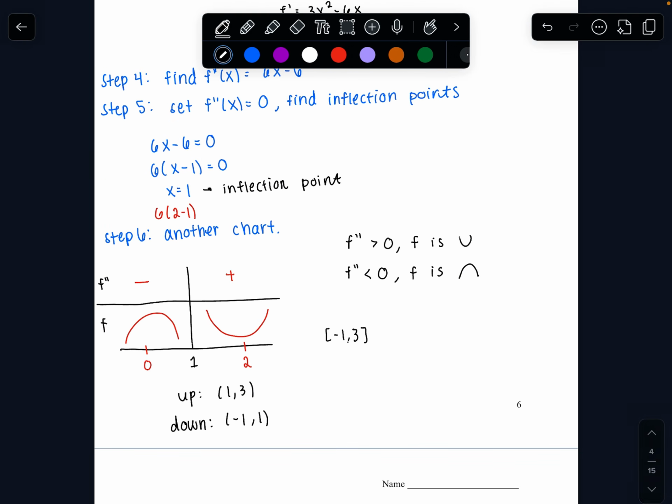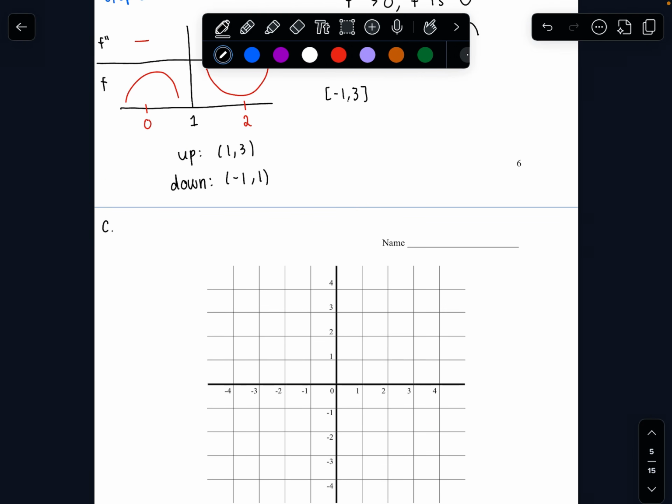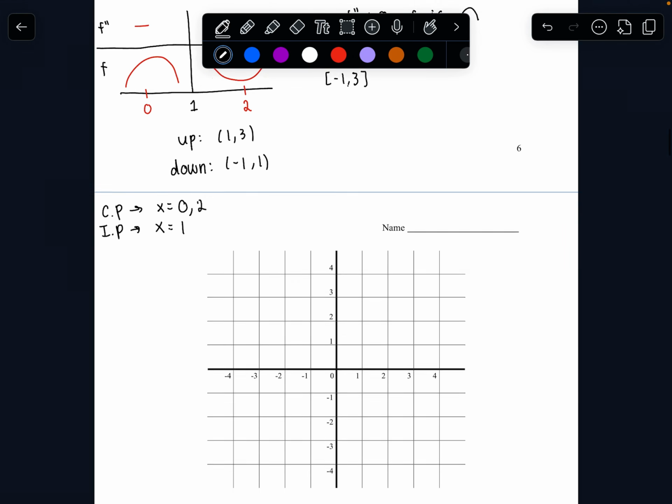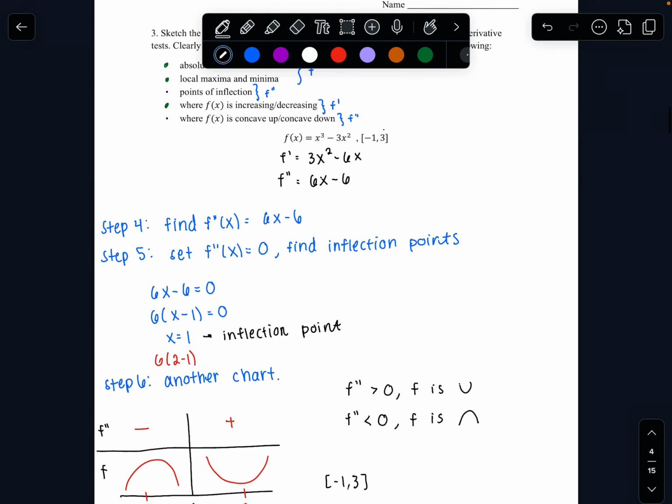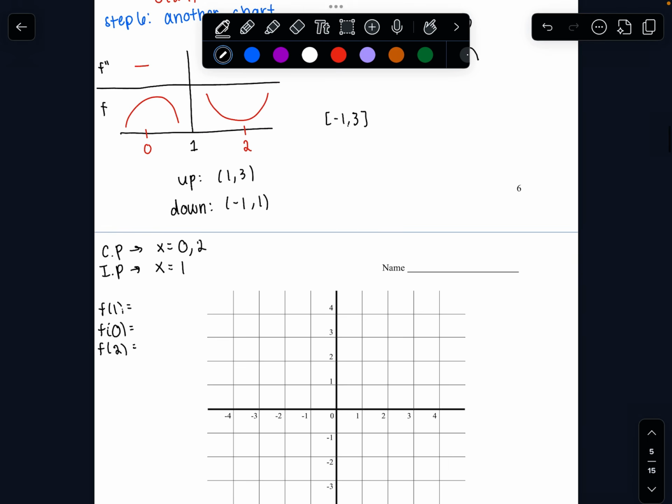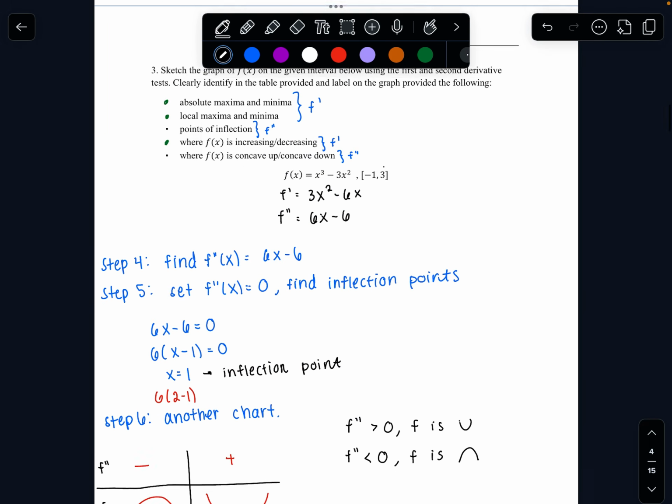Couple things. I know my critical points are x equals 0 and x equals 2, and I know my inflection points are at x equals 1. Why don't we plot those? Why don't we plot f of 1, f of 0, and f of 2 first, so we have somewhere to go off of? Okay? Remember, we're trying to do what again?